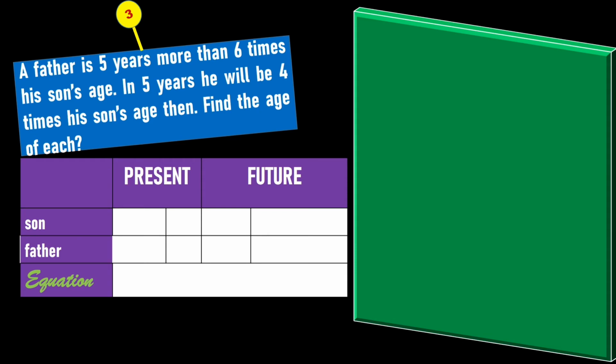A father is 5 years more than 6 times his son's age. In 5 years, he will be 4 times his son's age then. Find the age of each.